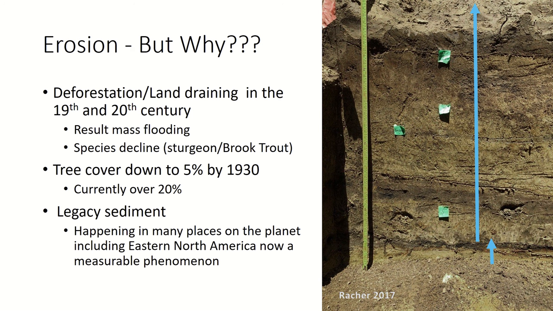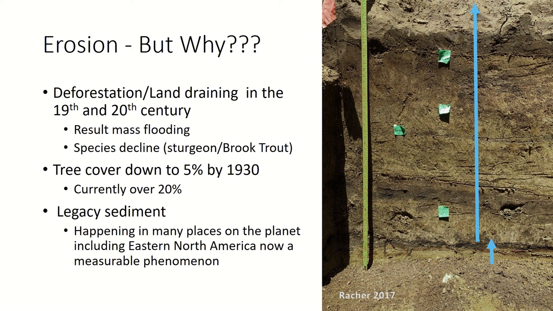So historical deforestation in the Grand River has resulted in the decline of many species and change in land uses and things like that. So by 1930, most of the tree cover was down to about 5% of the original tree cover. And currently we've replaced just over 20% of that tree cover. And so for a healthy stream, I think it's somewhere around over 35% that you would want to have a healthy aquatic ecosystem or healthy watershed.